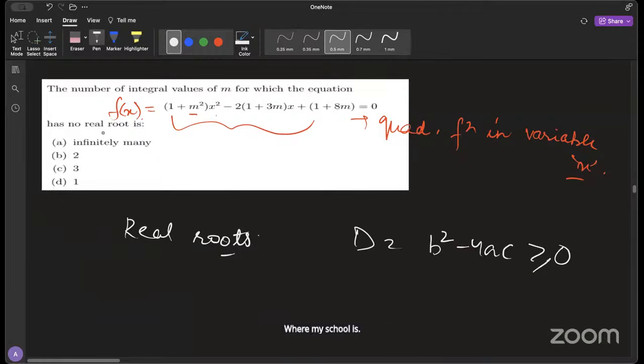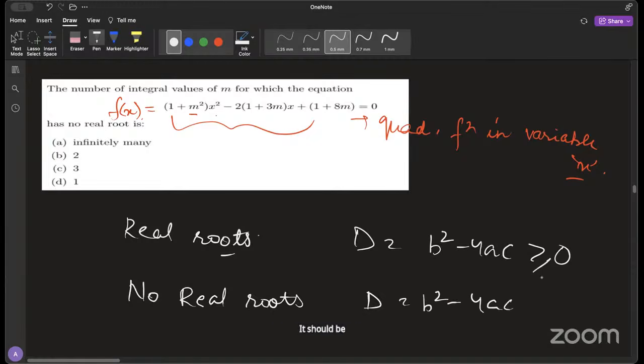And this says it has real roots. So you want the value of m such that there are no real roots. So for no real roots, you want the discriminant to be strictly less than 0. It should not be equal to 0. This is strictly less than 0.